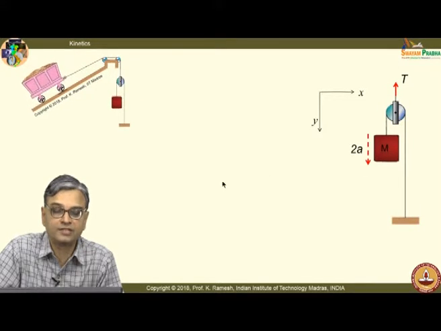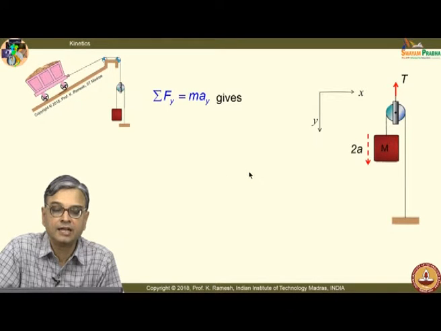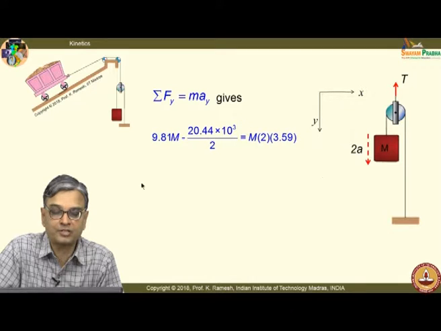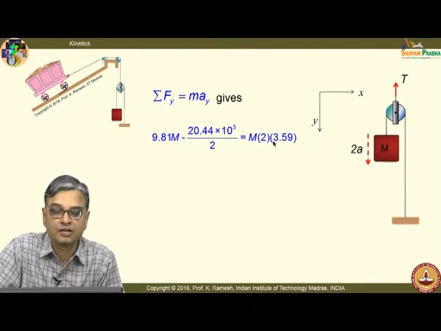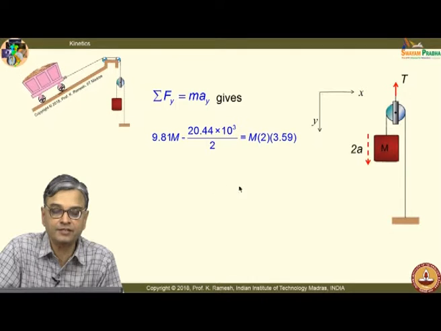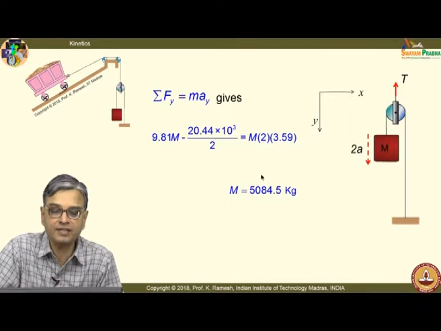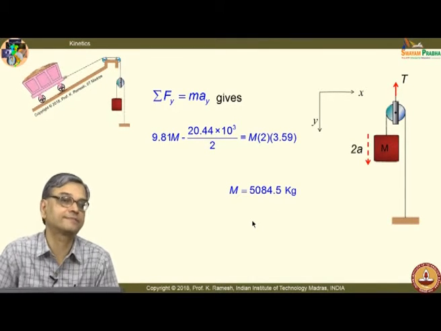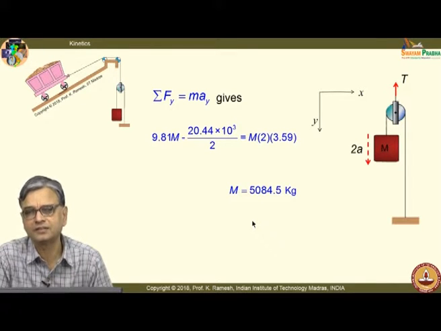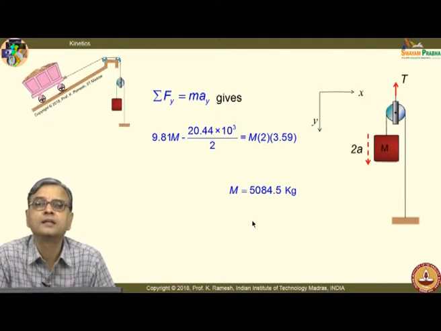So, we know that this is 2a and F equal to Fi equal to MAy. I write this as I have taken y as positive downwards. So, I have this equation goes like this. We already know the acceleration as 3.59 from the previous calculation. So, this gives me the value of the mass. Fairly straightforward. It is a very simple problem.